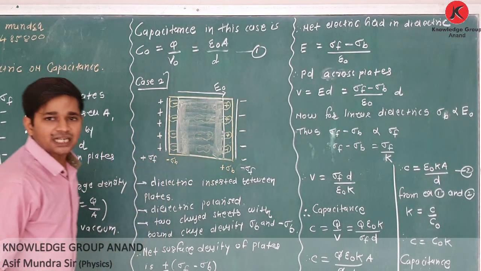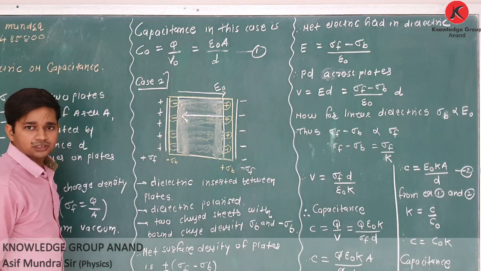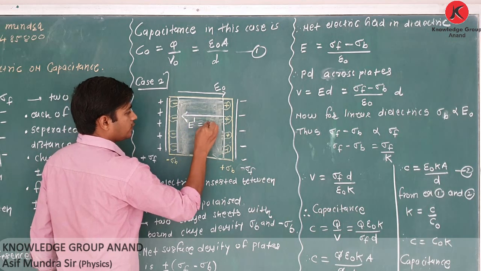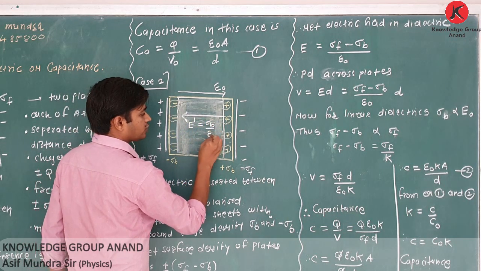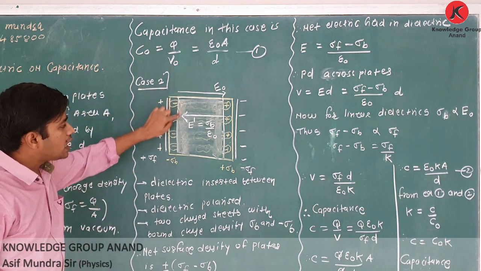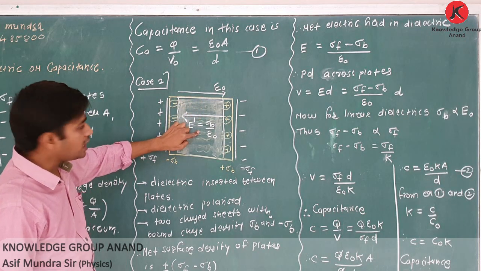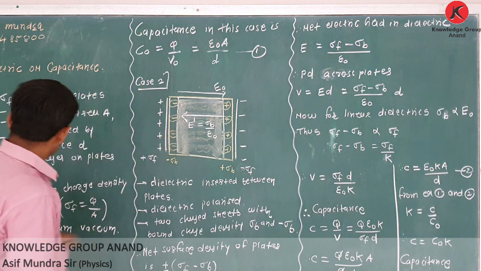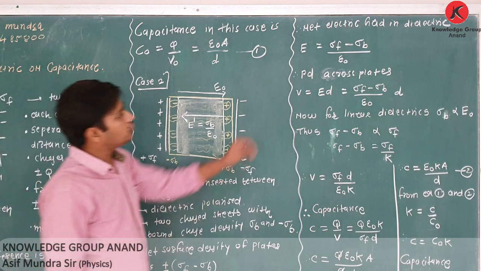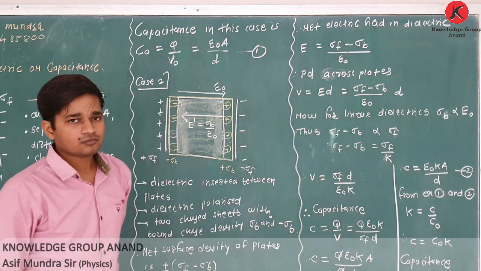Due to these bound charges, another electric field is produced in the opposite direction. Let that electric field E dash be equal to sigma B upon epsilon 0. They both are in opposite directions. So if you take their difference, you will get sigma F upon epsilon 0 minus sigma B upon epsilon 0, that is, sigma F minus sigma B upon epsilon 0.